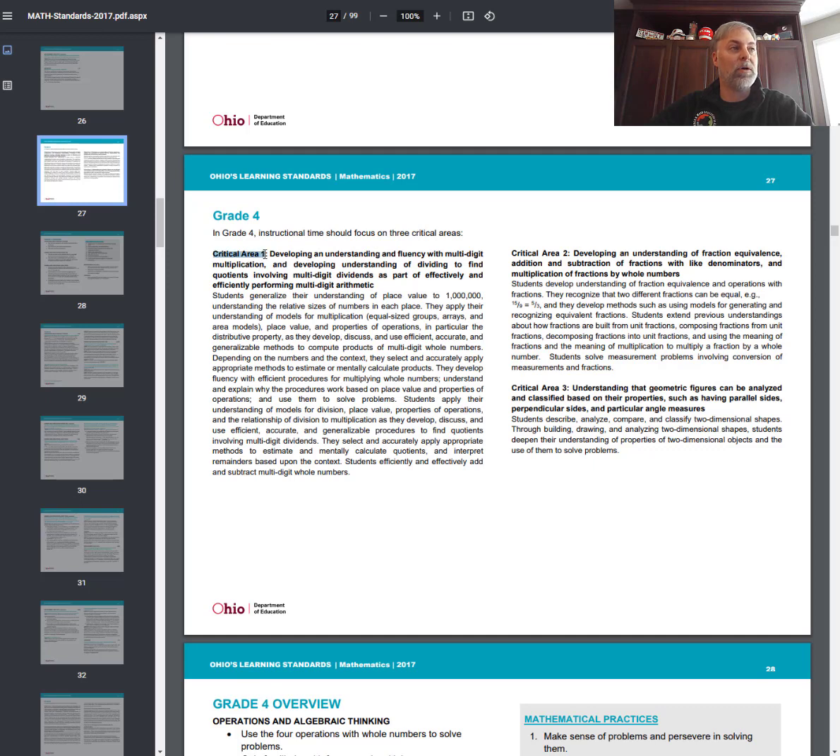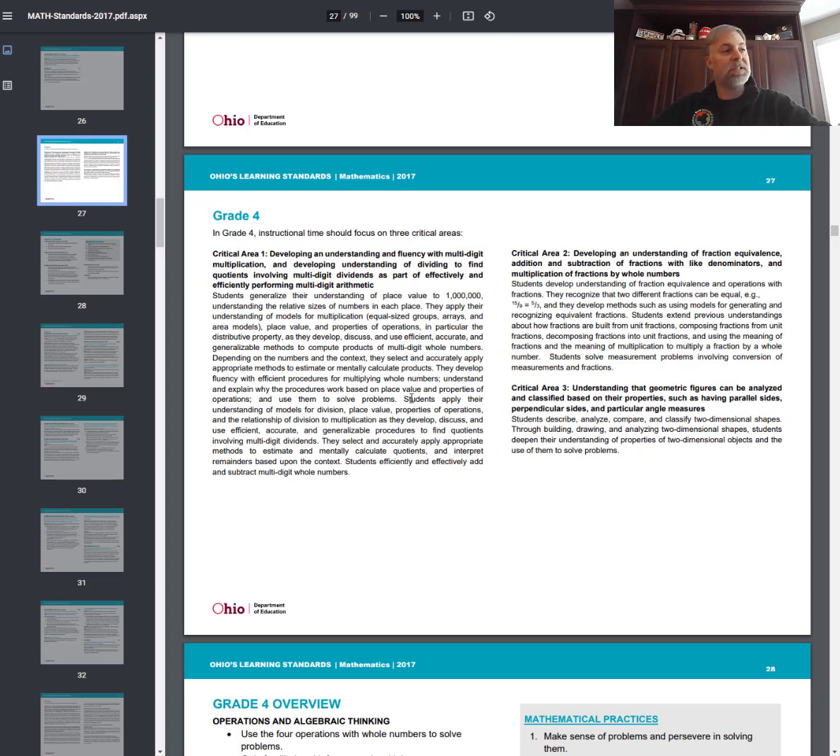has things called critical areas. So critical area number 1 is developing an understanding and fluency with multi-digit multiplication, so on and so forth. Critical area 2 is developing an understanding of fraction equivalence, addition, and subtraction, so on and so forth. The focus in this course has been decided upon because of critical standards that are exhibited by the state of Ohio. So this page is very important to read. It's very important to understand what is considered a needed focus in these standards.